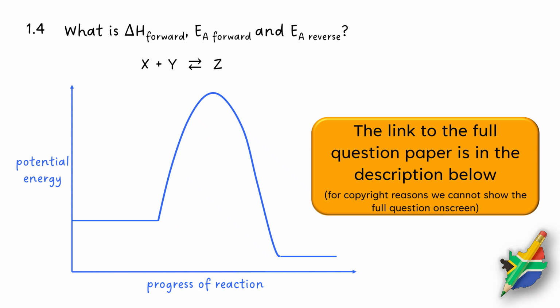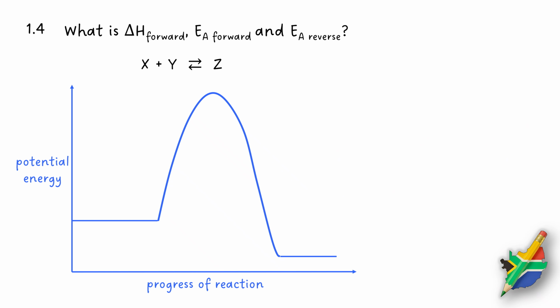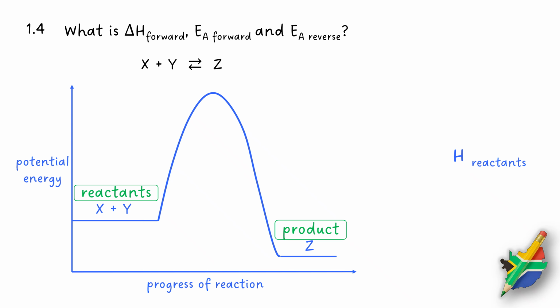On a potential energy diagram, we have potential energy on the y-axis and the course or progress of reaction on the x-axis. The first horizontal portion of the diagram is the potential energy of the reactants, which are X plus Y. This energy we can write as H reactants. The second horizontal portion is the potential energy of the product, Z, whose energy is H product.